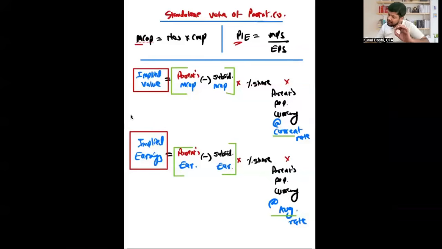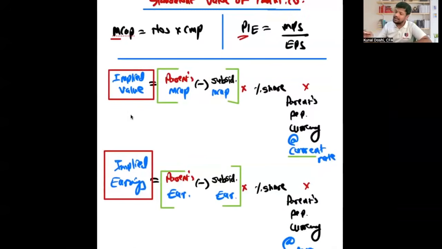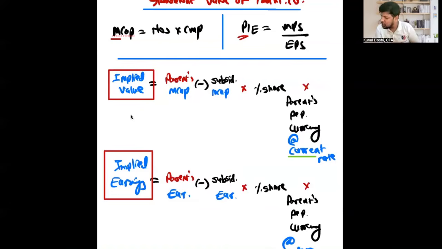For that, we derive the formula. So implied value is the parent's value minus the subsidiary's market cap, correct? But how much of the subsidiary's market cap do we need to subtract? Remember, when it comes to valuation, we are going to exclude our proportionate share in the subsidiary. So our proportionate share in the subsidiary's market cap and any adjustment for currency.